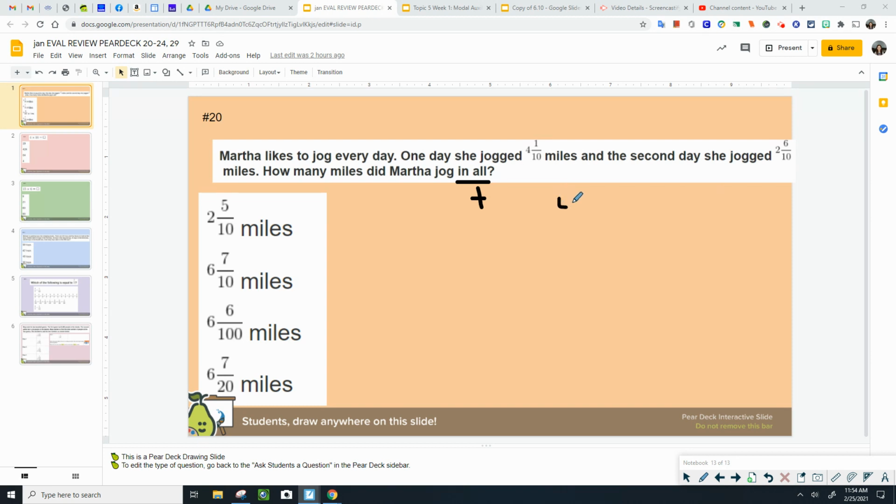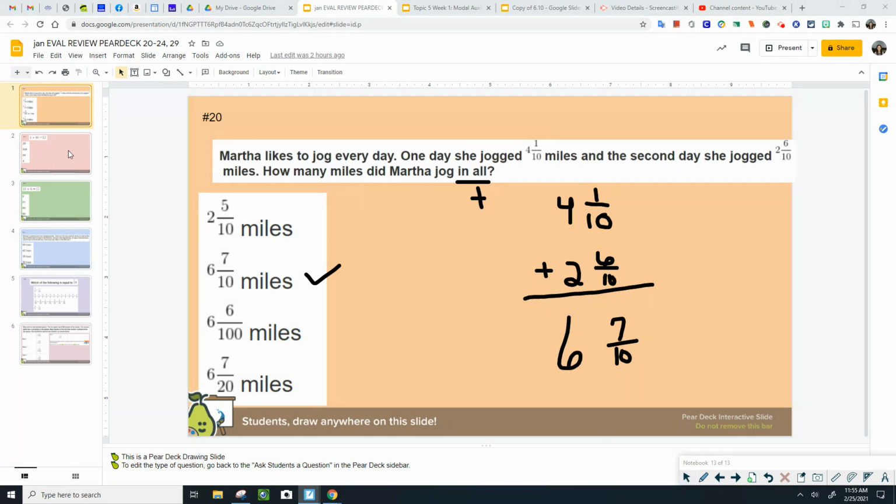So I'm doing 4 1/10, so I want to rewrite them. Make sure you're writing them correctly and lining up your whole numbers and your fractions. So when I go to add this up, I'm going to add up my fractions. My denominators are tens. They're the same, so I can add them up the way they are. So the 10 stays the same. The 1 and the 6 is what I add. Then I come over here and add up 4 plus 2 is 6. The only correct choice right here is 6 7/10, which is that one.